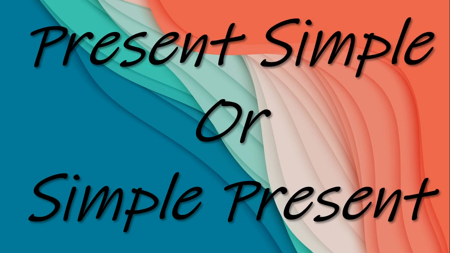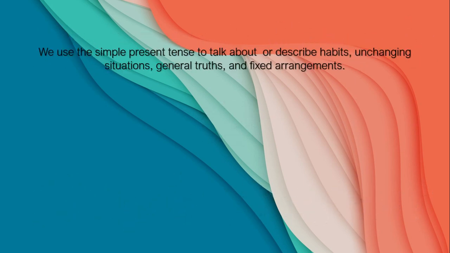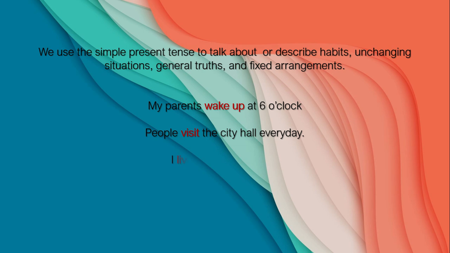Today's topic: present simple, or simple present. We use the simple present tense to talk about or describe habits, changing situations, other truths, and fixed arrangements. My parents wake up at 6 o'clock. People visit the city hall every day. I live on Hudson Road. The teams play tomorrow.